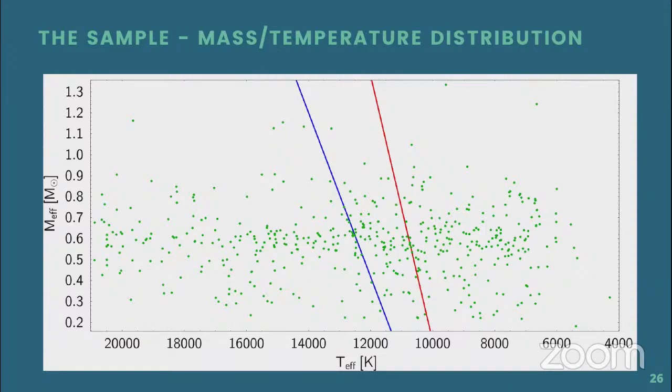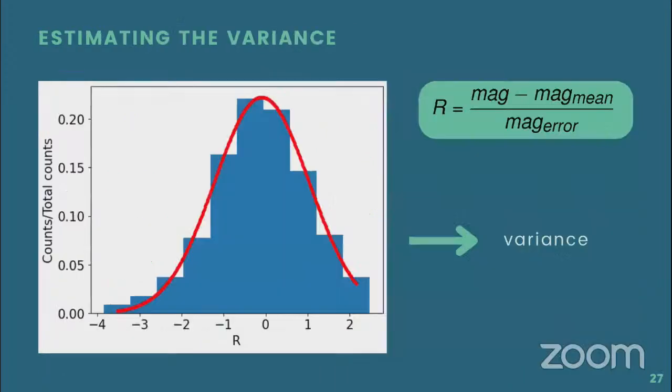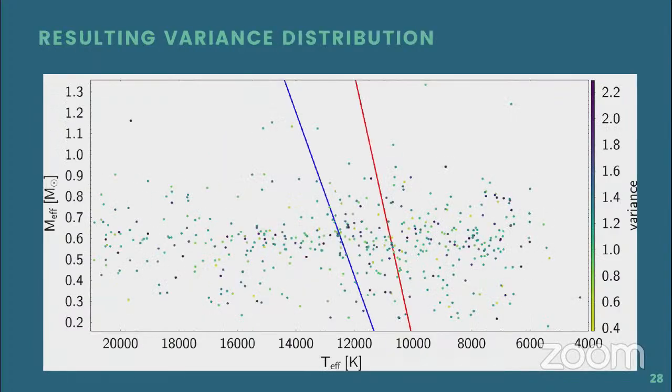So how do we study the variability for each star? We decided to fit a Gaussian to this parameter, which was the magnitude for each point in relation to the mean of the magnitude for each filter, divided by the error. And so from this, we could recover the variance of this Gaussian. The idea is that a non-pulsating star would have a variance that's consistent with 1, and pulsating stars would have a higher variance. And so this is the resulting variance distribution.